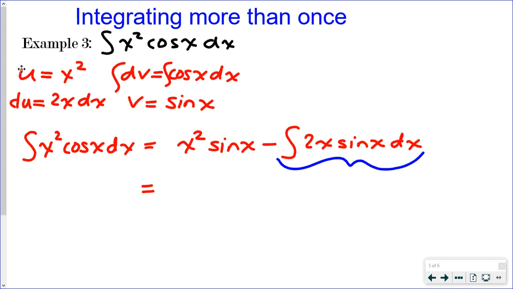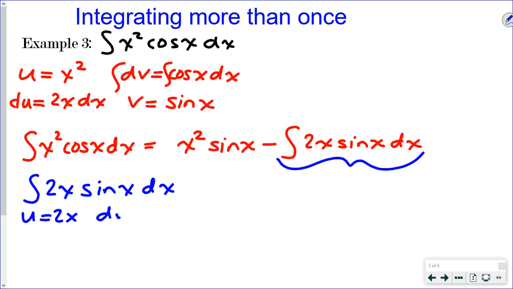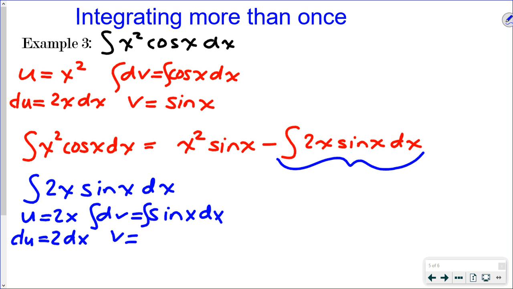We have to use integration by parts again. Okay. All right, so let's do that. So maybe I'll use a different color. Okay, so this is just to integrate the 2x times sine of x dx. All right, we're going to set u equal to 2x. We're going to set dv equal to sine of x dx. We're going to find the derivative of u, which equals 2 times dx, and then we're going to integrate dv to get v. The integral of sine is negative cosine.